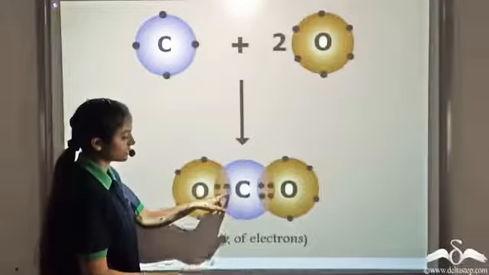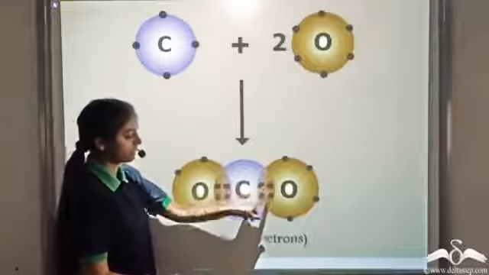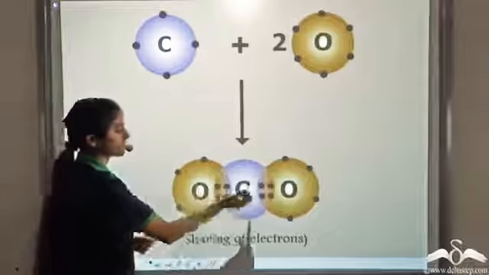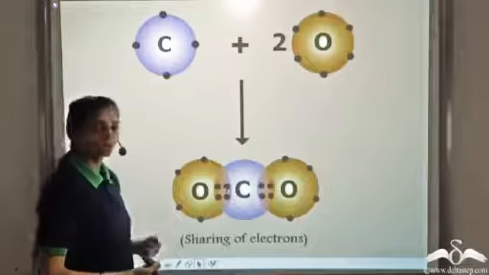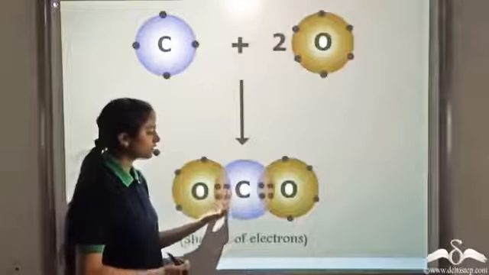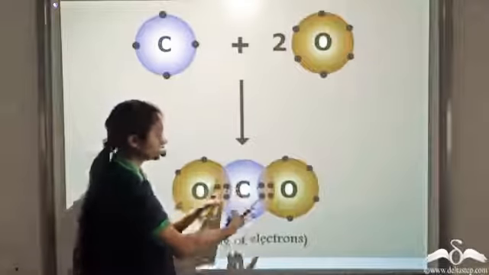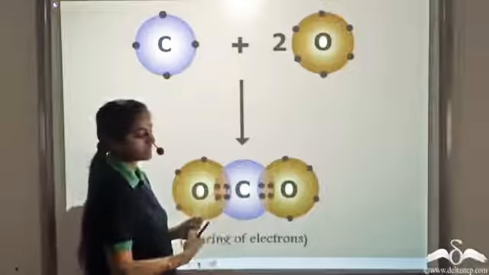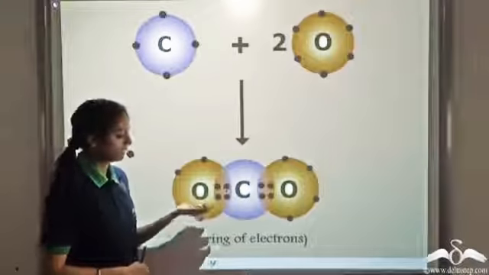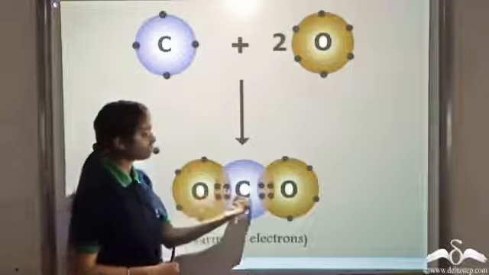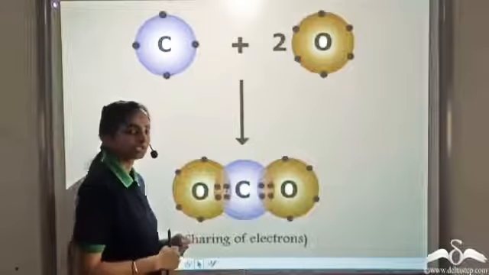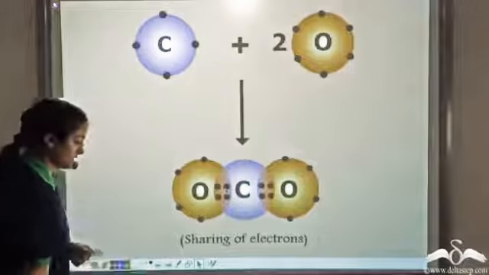So now both of them share 2 electrons each. Now carbon has 1, 2, 3, 4, 5, 6, 7, 8 electrons, and each oxygen atom also has 8 electrons. But now the problem is one of them wants to pull the shared pair of electrons towards itself. Who do you think will win? Will it be oxygen who can pull the shared pair of electrons, or will it be carbon? Let's try to answer this.